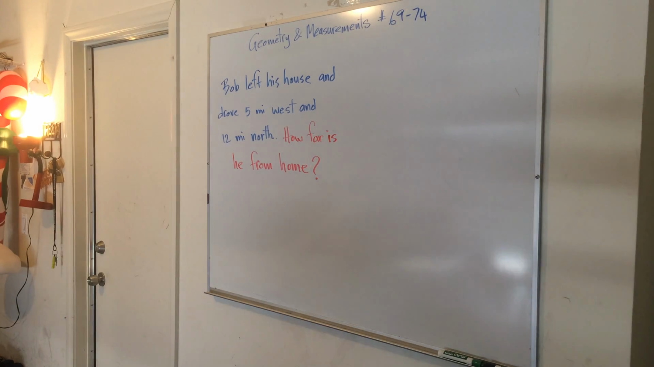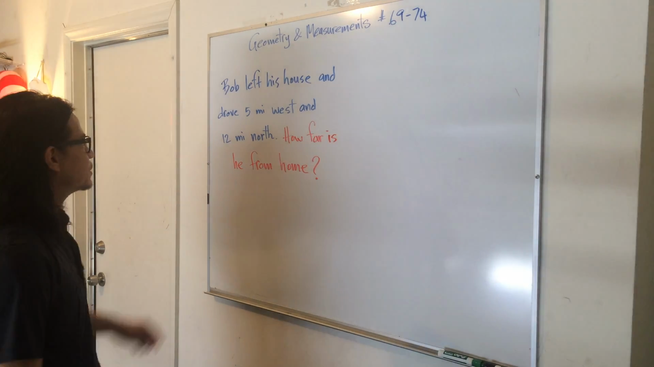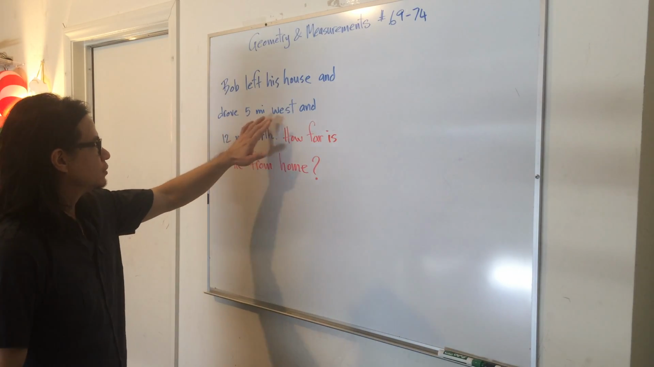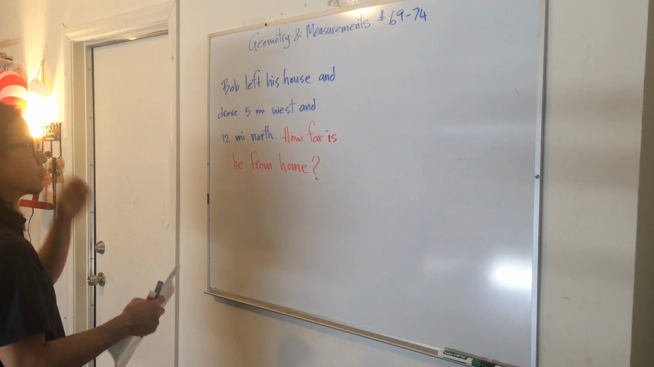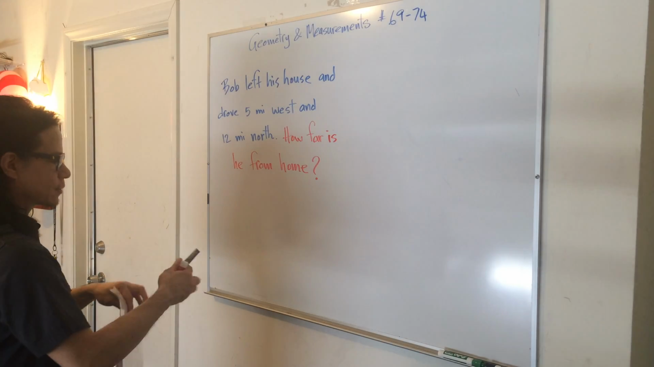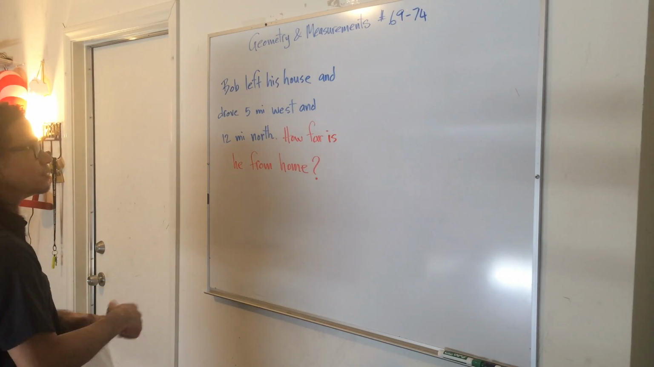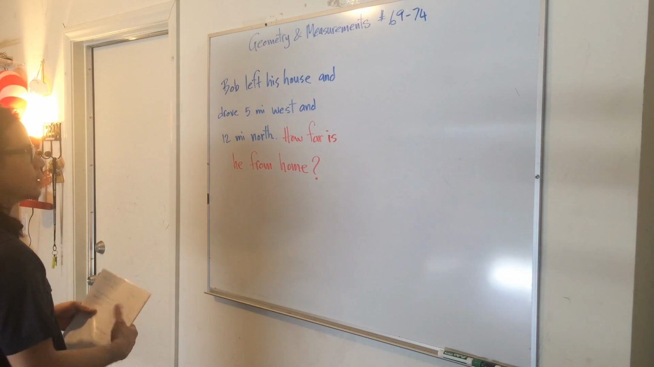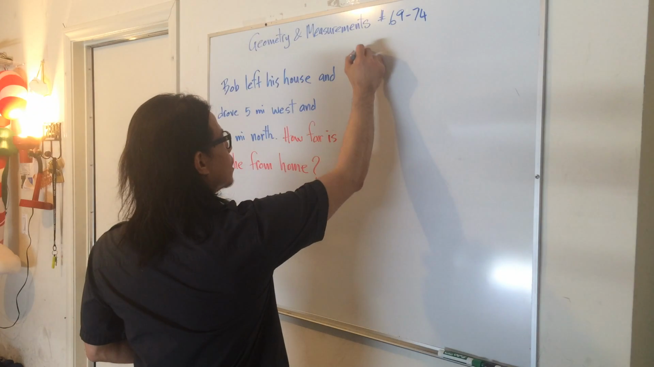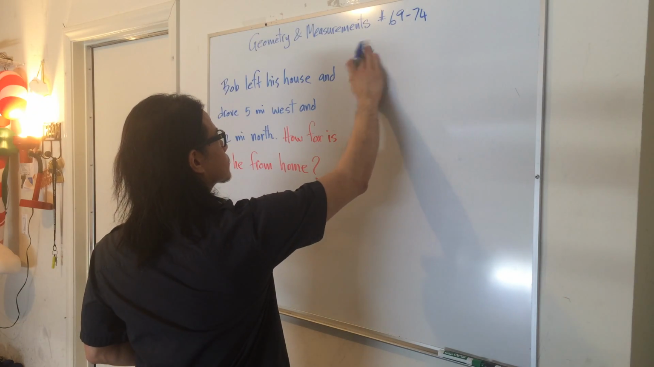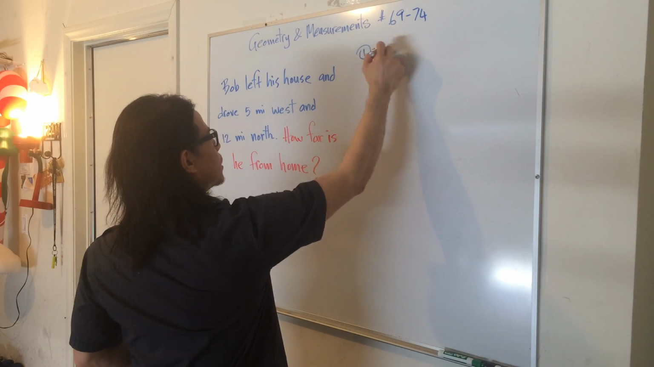So in this word question, Bob left his house and drove 5 miles west and 12 miles north. How far is he from home? Now that we know our sense of directions, north, south, west, and east, we can start this question off by drawing it out. So step one, let's draw.